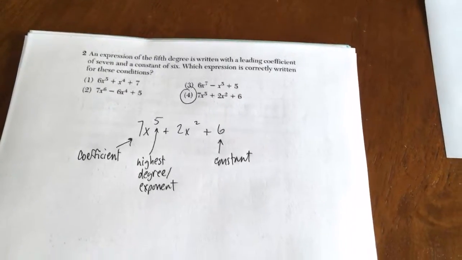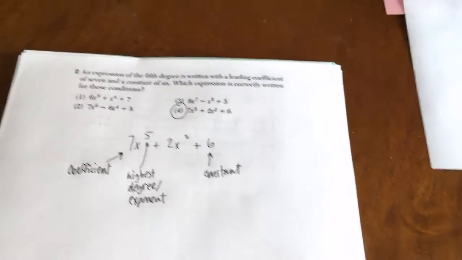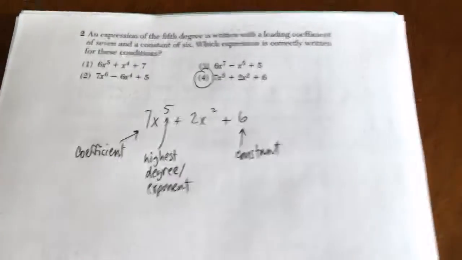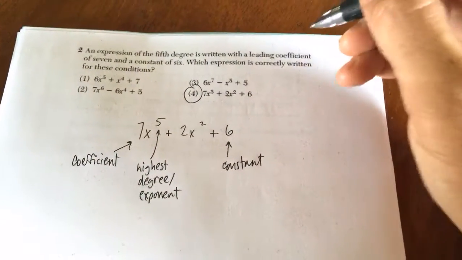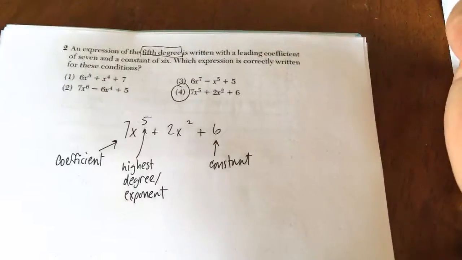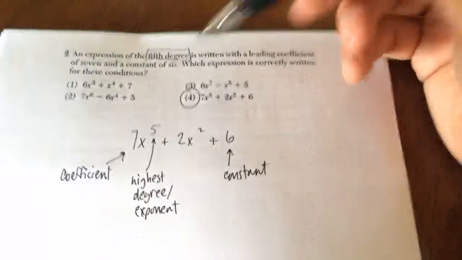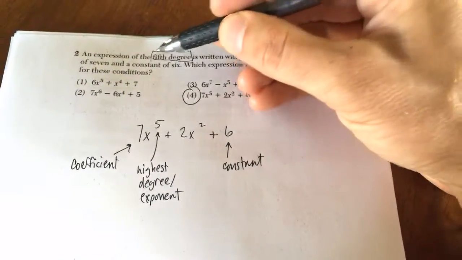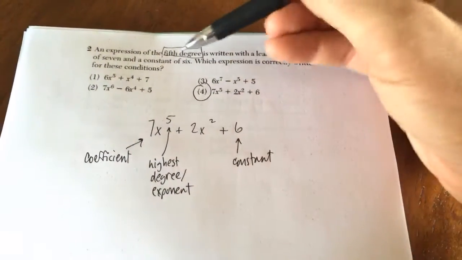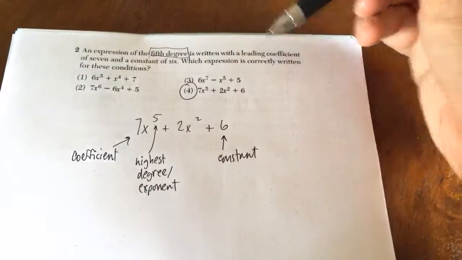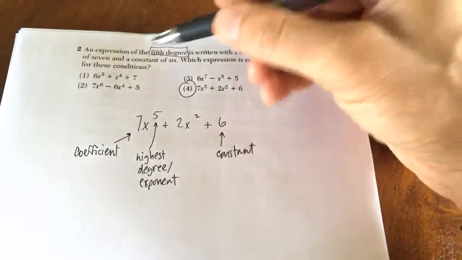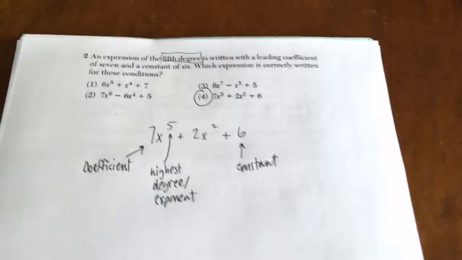Number 2, they want you to find an expression of the fifth degree written with a leading coefficient of 7, a constant of 6. The choice is number 4. When it says fifth degree, you're looking for an expression whose highest exponent is 5. In this case, that satisfies 1 and 4. Well, they want the lead coefficient, so the leading coefficient, the first coefficient of the expression, should be 7. And the constant is 6. Constant's a number with no variable.